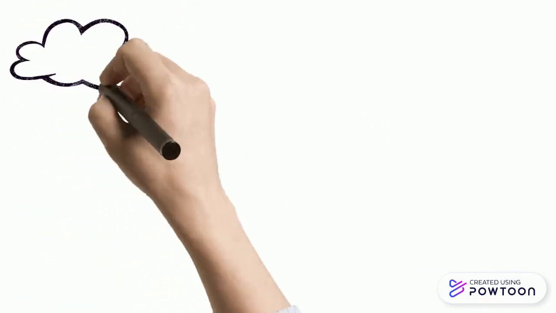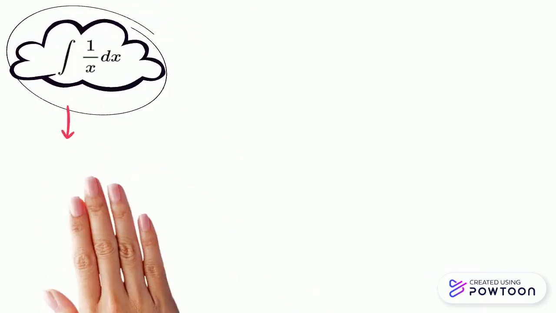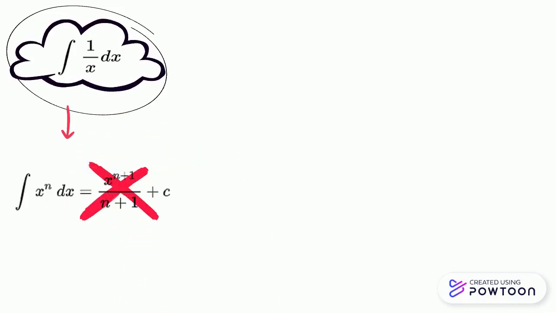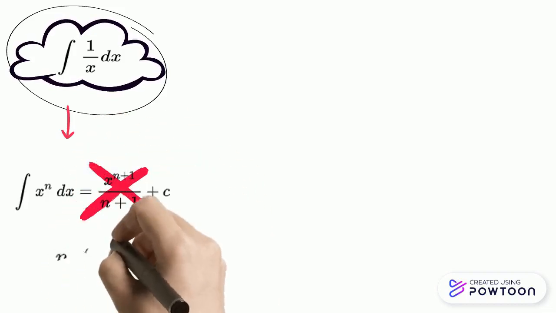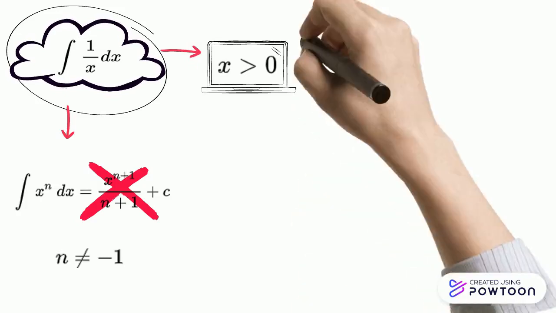Let's take a look at the integral of 1 over x dx. So in this case, we cannot use the formula integral of x power of n dx because this formula fails for n is equal to negative 1. We are going to have two different cases in this integral. The first one is when x is a positive number. So our integral will give us ln of x.